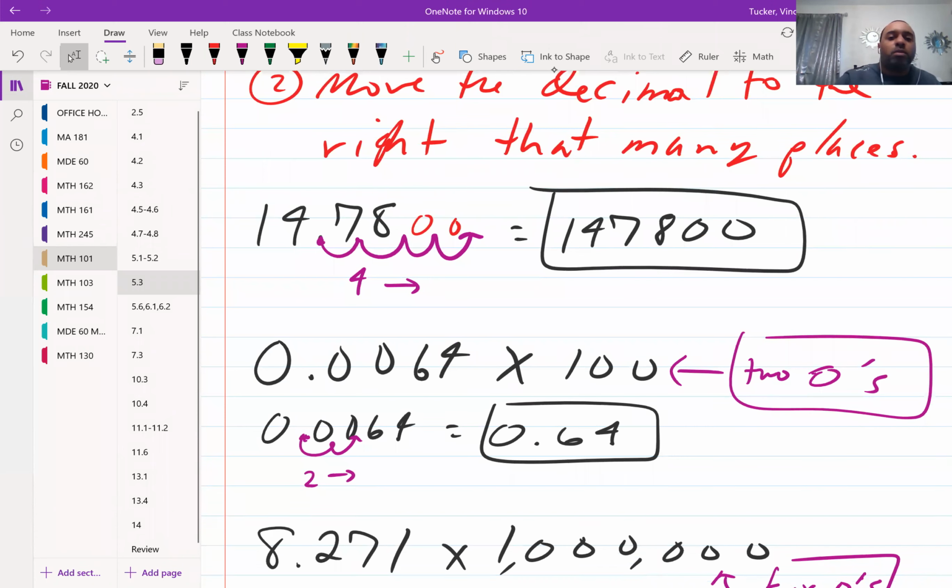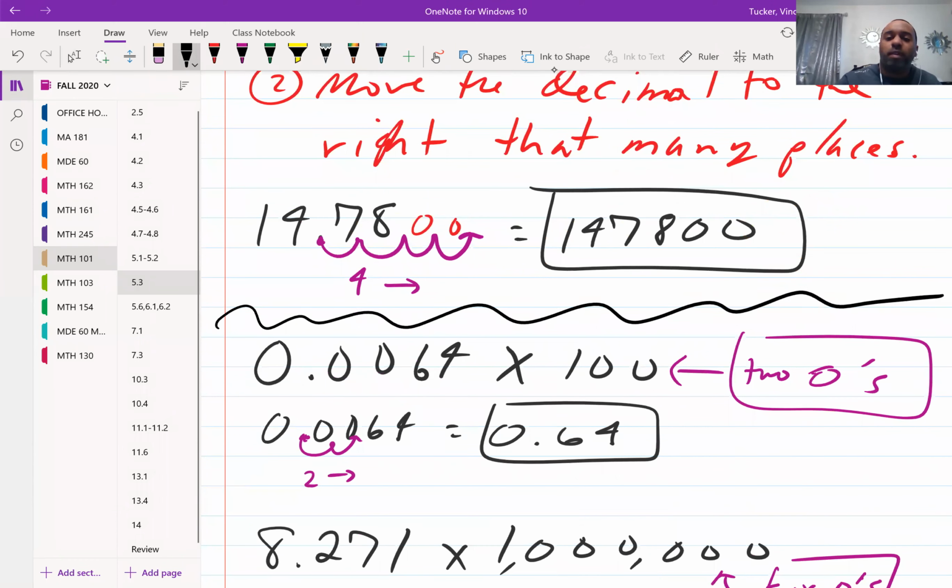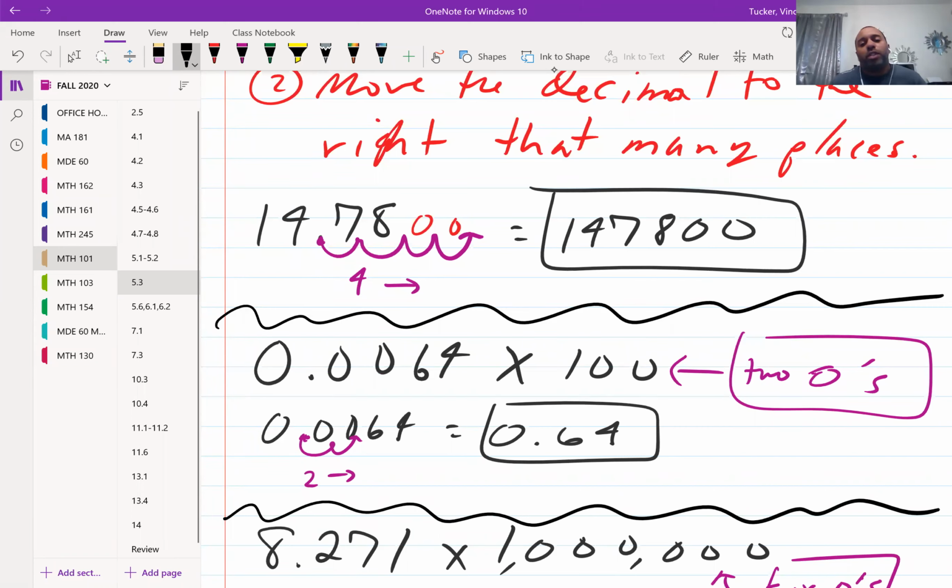All right, so let's do this to divide it. So we have 0.0064, and we multiply that times 100. And so that's 2 zeros for us. So if you multiply by 100, we need to move our decimal to the right 2 spots. And that's 0.64.